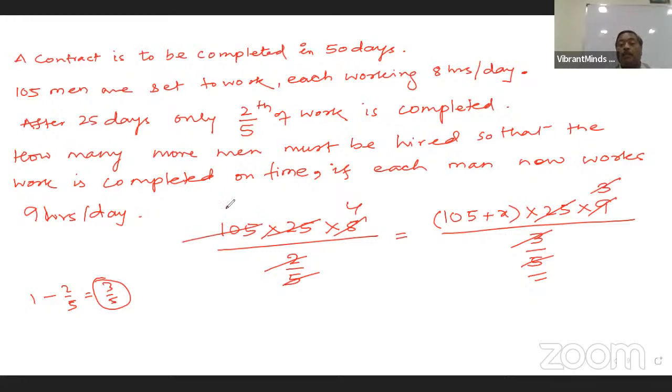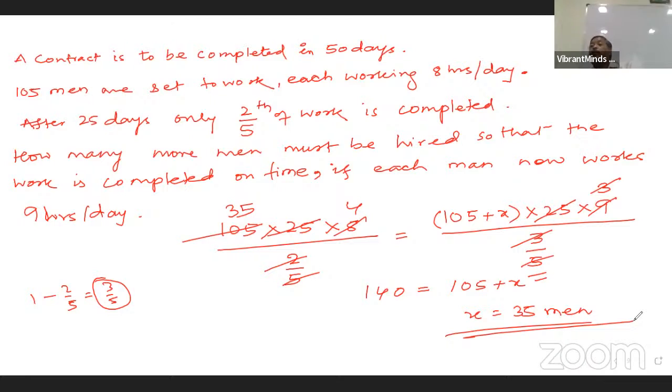This 2 will cancel in 4 times and this 3 will get cancelled in 3 times. So here it becomes 35. So 35 into 4 is 140, and 140 is equal to 105 plus X. So X is equal to how much? 35. So 35 more men are needed to complete the job on time. This is a beautiful example which we can see.